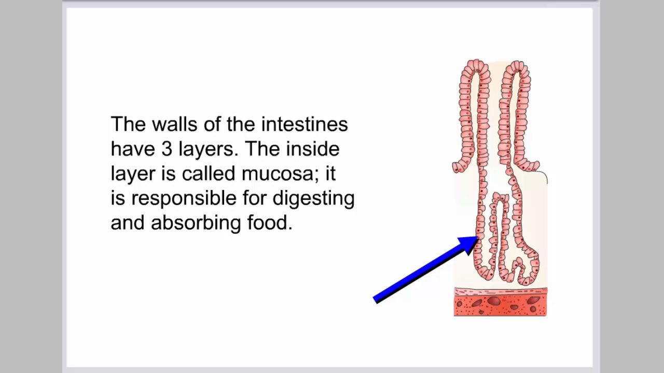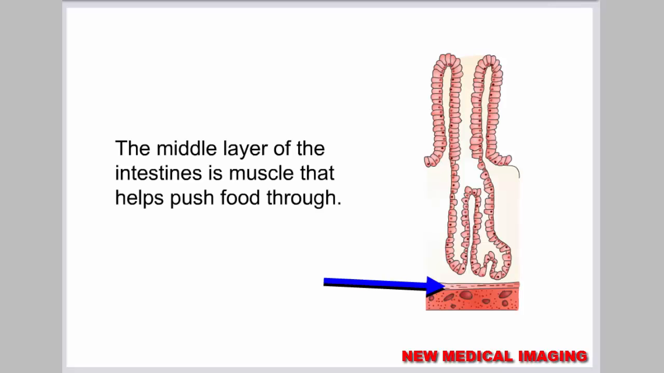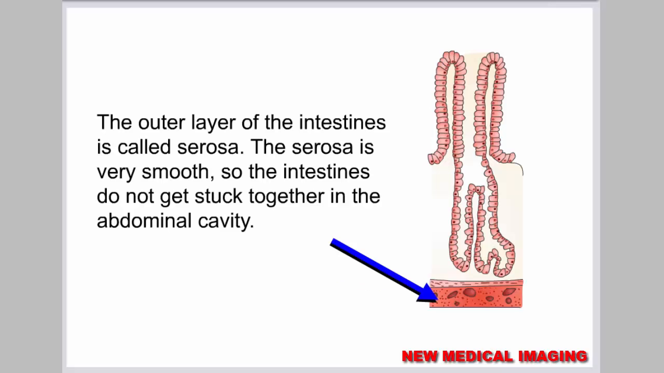The walls of the intestines have 3 layers. The inside layer is called mucosa. It is responsible for digesting and absorbing food. The middle layer of the intestines is muscle that helps push food through. The outer layer of the intestines is called serosa. The serosa is very smooth, so the intestines do not get stuck together in the abdominal cavity.